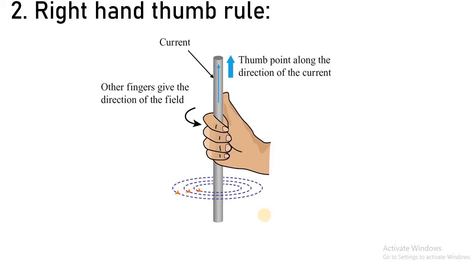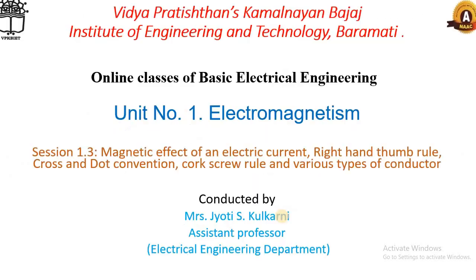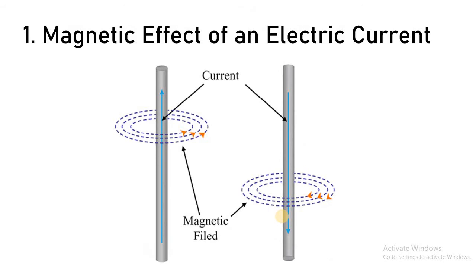Anti-clockwise. Very good. So your fingers are in anti-clockwise direction. Whatever we have seen in the first case, in the upper case: if the current is in upward direction, what is the direction of magnetic field? Anti-clockwise.